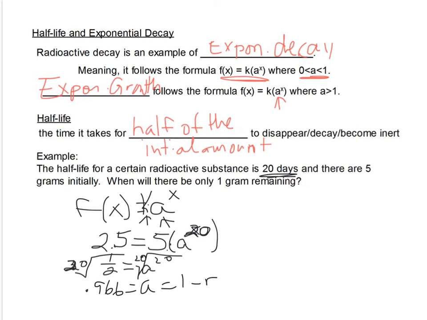So if we actually want to figure out the rate at which it is decaying, you have to do 1 minus 0.966, and you get about 0.034, right? So about 3.4% is what you're decaying at. That's the rate. All right. So that's not what they asked.